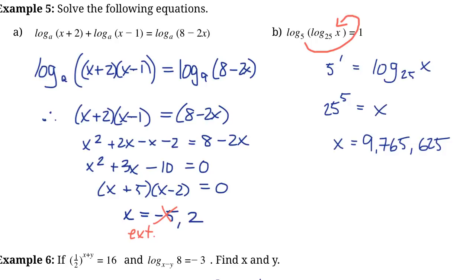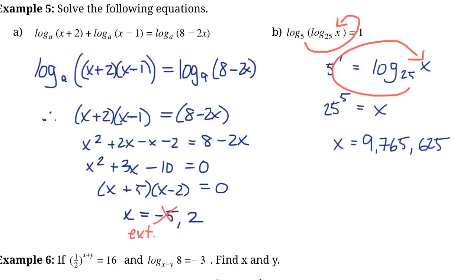So 5 to the power of 1 is just 5. And then we have another log, so we can use our circular rule again, right? 25 to the power of 5 is going to give us x. So 25 to the power of 5 is just 9,765,625. So that is our answer there.